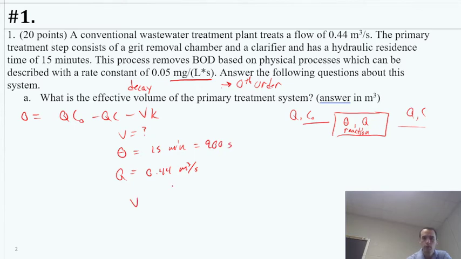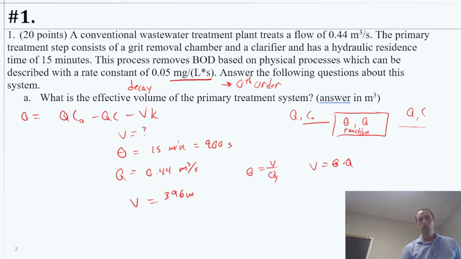And so if we say our theta is V over Q, then that means our volume should be theta times Q. Right. So then our volume will come out to be 396 cubic meters. Okay. Does that part make sense? Good there. Okay.